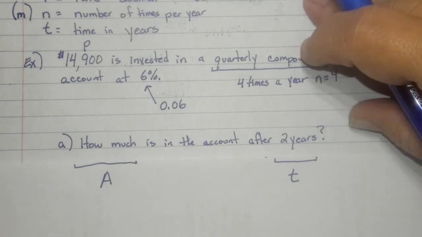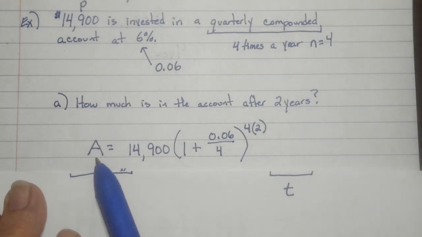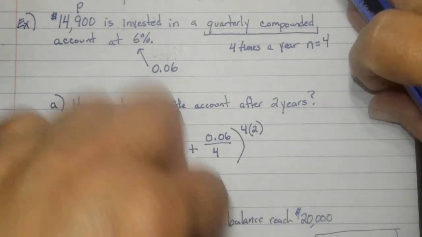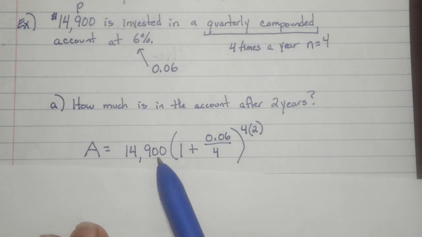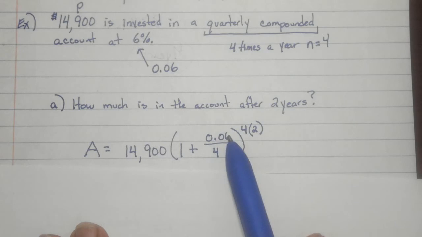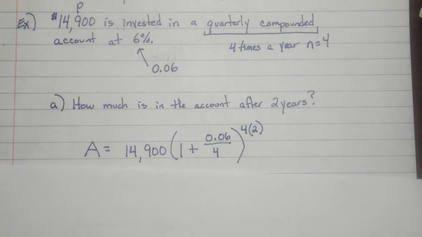So we are going to just go ahead and plug everything in. So we're going to have A. A is what we're looking for. 14,900, that's our principal, our starting amount. 1 plus 0.06, because that's our interest rate, divided by 4, because it says quarterly compounded. And then our exponent is the product of 4 times 2. Once you have that written down, your calculator is going to do everything else. So go ahead and grab your calculator.